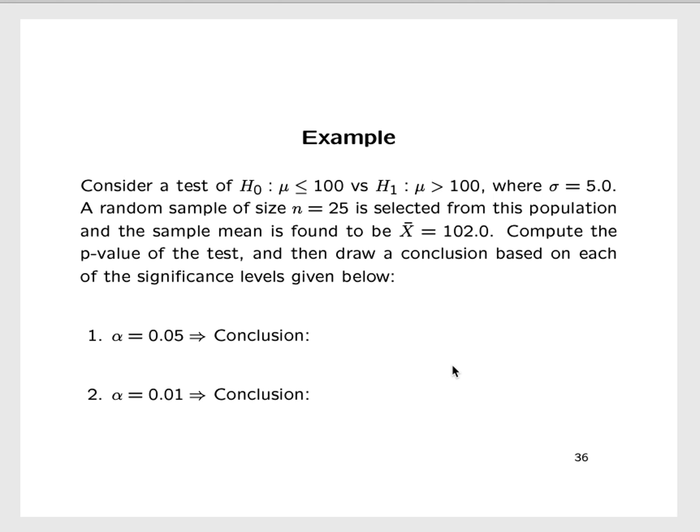Now, let's look at another example. Consider the test, again, and this is the same kind of testing situation. The null hypothesis is that the mean of a population is less than or equal to 100, against the alternative hypothesis that the mean is greater than 100. And again, we're told to assume that the standard deviation of the population is 5.0. Now, suppose that a random sample of size 25 is selected from this population, and that the sample mean is found to be x bar equal to 102. Compute the p-value of the test, and then draw a conclusion based on each of the significance levels given below.